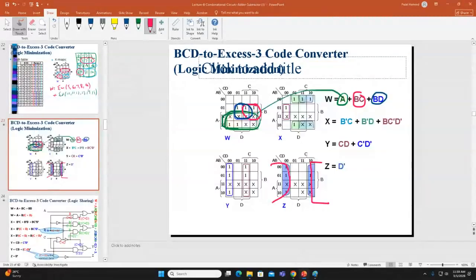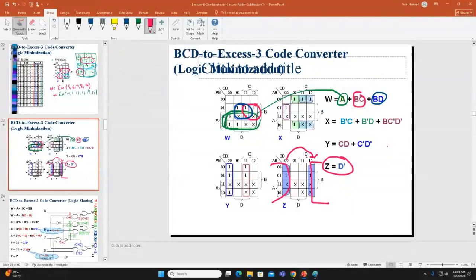If you go from here to here, AB is changing, and what is the value of C? C is changing. C is 1, 0, and then Z is equal to D bar. Any question? Should we proceed? Yes, sir. Okay, now what are we going to do?